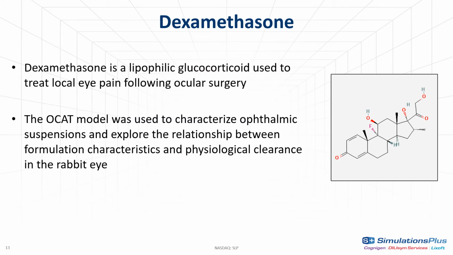Dexamethasone is a lipophilic glucocorticoid. It can be used for a few different things, but in the context of the eye, it's usually topically applied to treat local eye pain following ocular surgery. In the paper that I'll be discussing, we use the OCAT model to characterize the ophthalmic dexamethasone suspensions and explore the relationship between the formulation characteristics and the physiological clearance in the rabbit eye.